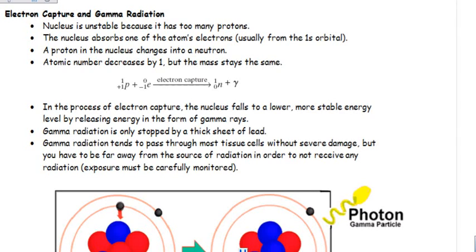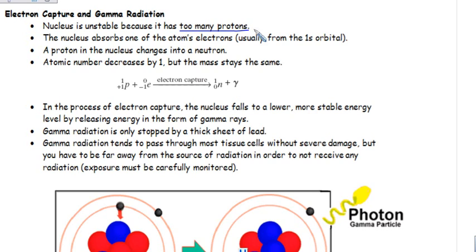Here's the last form of radioactive decay that we'll look at: electron capture and gamma radiation. This is another option if you have a nucleus that is unstable due to too many protons. Now, we already looked at the option of positron emission, where you could take a proton, turn it into a neutron by releasing this tiny positron particle, like a positive electron. Here's another option for getting rid of an extra proton.